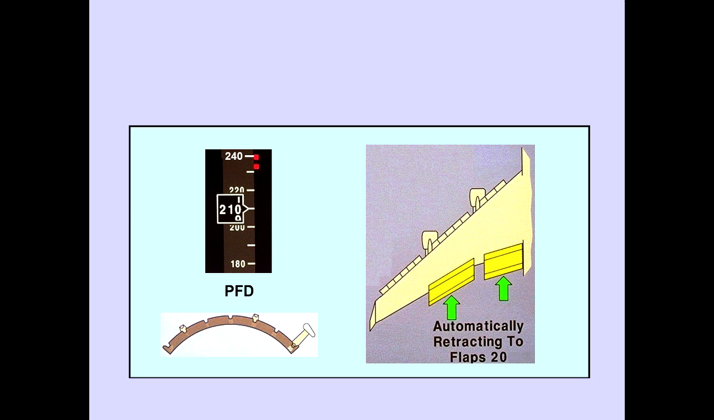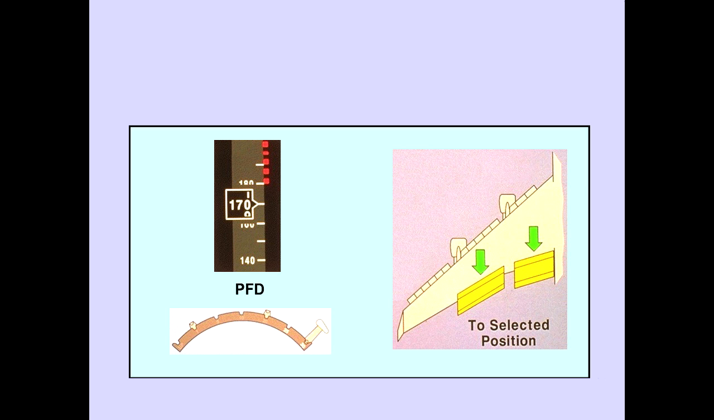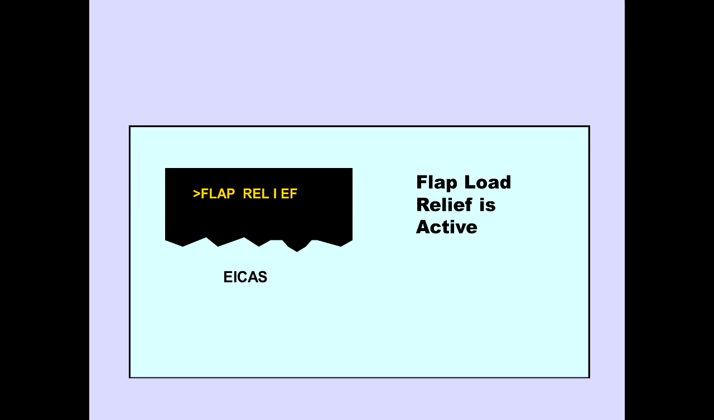Similarly, if the airspeed limit is exceeded with flaps 25 selected, the flaps automatically retract to flaps 20. When airspeed is sufficiently reduced, the flaps extend to the selected position. ICAS advisory message, flap relief, is displayed when the flap load relief system is active.